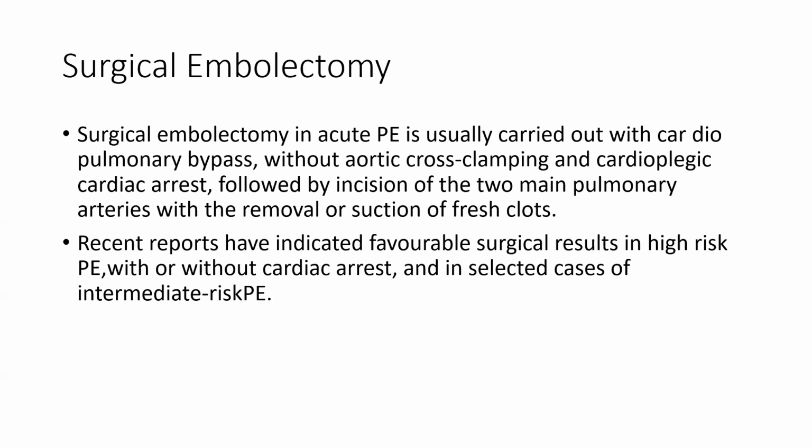Then the next is surgical embolectomy. Surgical embolectomy in acute PE is usually carried out with cardiopulmonary bypass without aortic cross-clamping and cardioplegic cardiac arrest, followed by incision of the two main pulmonary arteries with removal and suction of fresh clots. Recent reports have indicated favorable surgical results in high-risk PE with or without cardiac arrest and in selected cases of intermediate-high-risk PE.